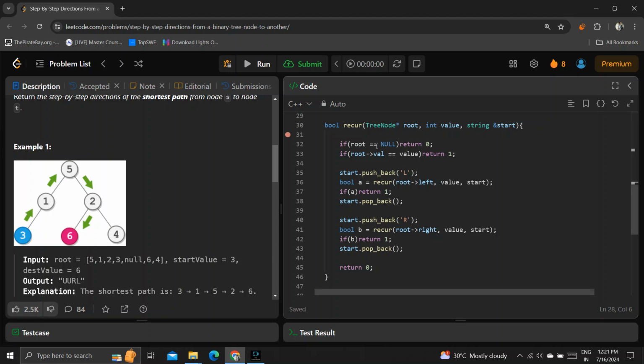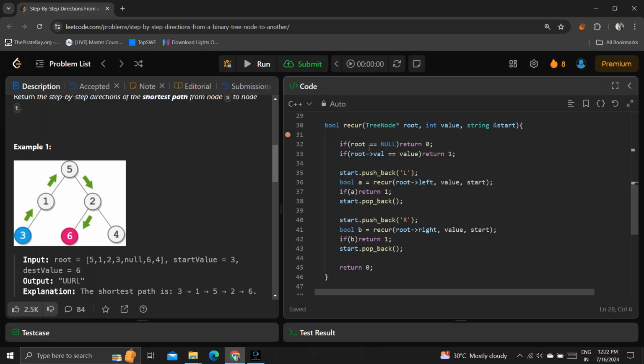So we will not return 1. We will move forward, and what will we push? We will push L here. Now we will move to here. Now again we will reach here, because we have called recursion and the string holds L. Is root null? No. Root value, that is 1, is equal to 3? No. So we will move forward. We will not return 1. And again we will push L. So L is in our string and we have reached 3.